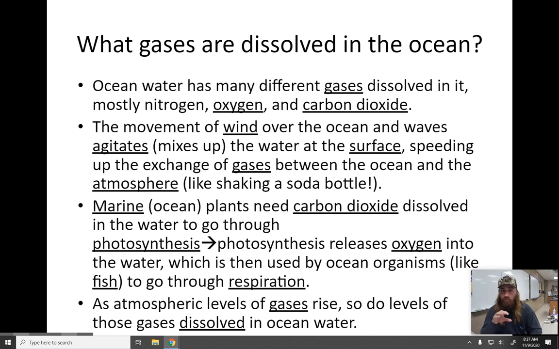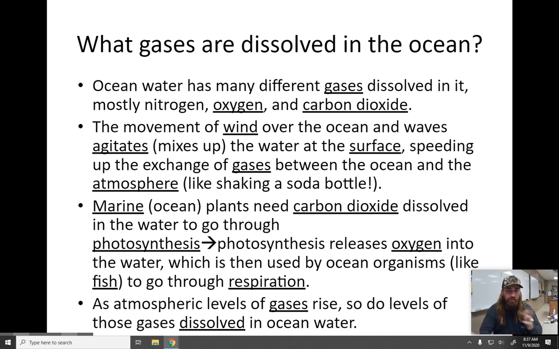Now, the movement of wind over the ocean and waves agitates, mixes up the water at the surface, speeding up the exchange of gases between the ocean and the atmosphere. It's like shaking a soda bottle. So what that's trying to say is the more agitation we have, the more easily gases can get into the water. Now, if there's no movement, there's going to be just two separate layers. And there's still going to be some exchange, yes. But once you shake it up, it's going to be able to mix a little bit easier.